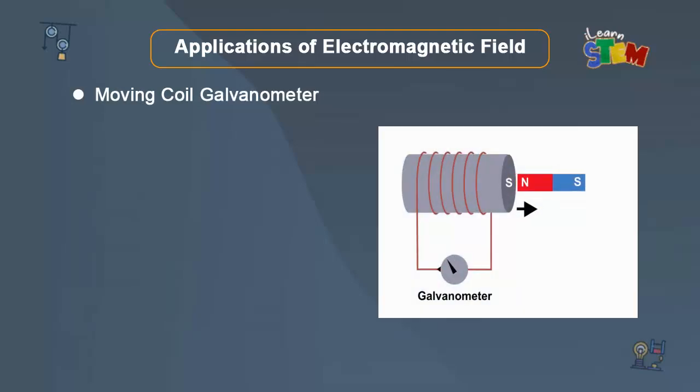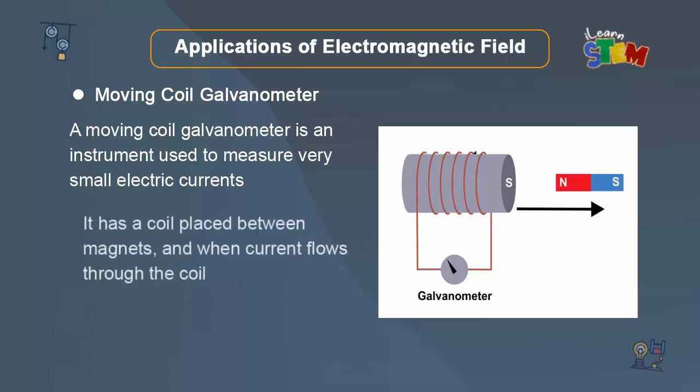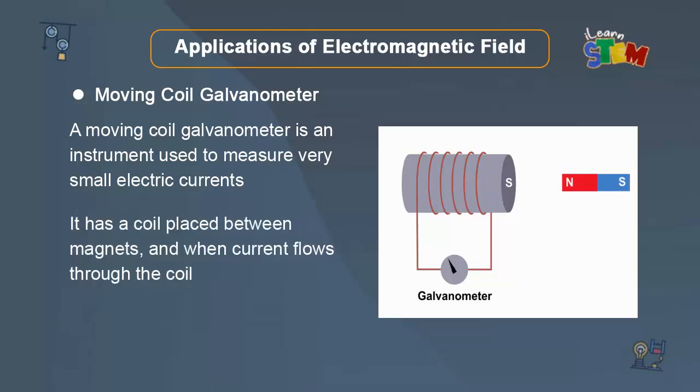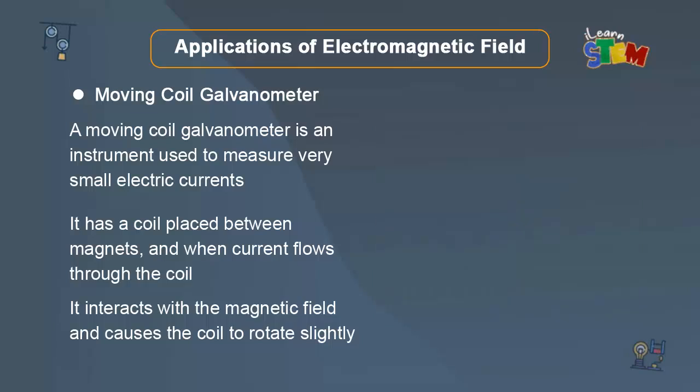Moving coil galvanometer. A moving coil galvanometer is an instrument used to measure small electric currents. It has a coil placed between magnets, and when current flows through the coil, it interacts with the magnetic field and causes the coil to rotate slightly. Spiral springs are attached to the coil to provide a restoring force and keep it in balance. The amount of rotation is shown by a pointer, which helps us measure the size of the current.